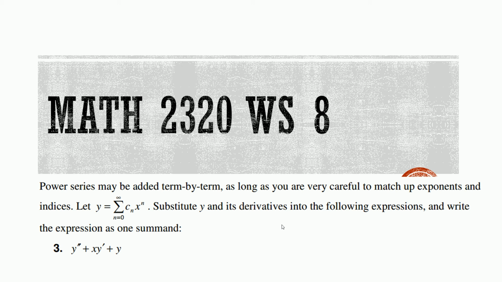Okay, worksheet 8, problem number 3. We're going to use y equals the sum as n goes from 0 to infinity of c sub n x to the n power. Substitute that in along with its derivatives, and then combine the sums. Here I have y double prime plus x times y prime plus y.